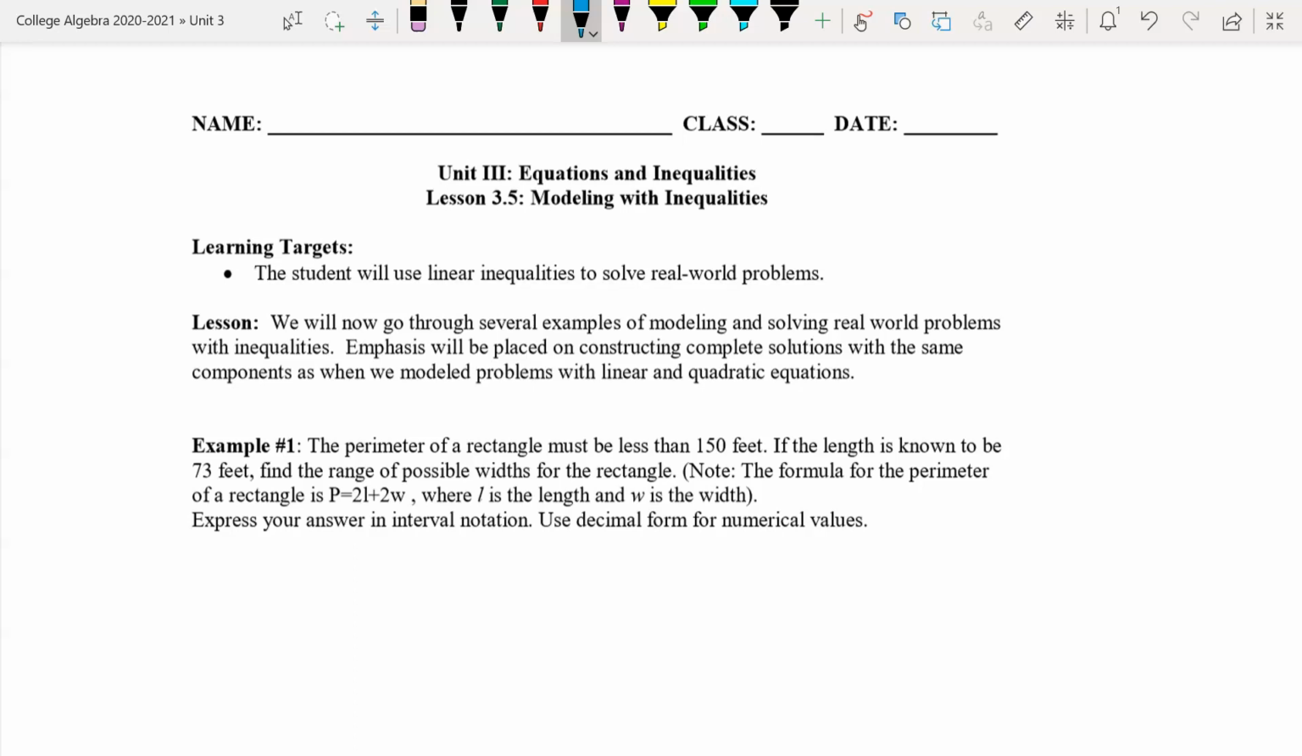The length is known to be 73 feet. Find the range of possible widths for the rectangle. The formula for the perimeter of the rectangle is P equals 2L plus 2W, where L is the length and W is the width. Express your answer in interval notation. Use decimal form for numerical values.